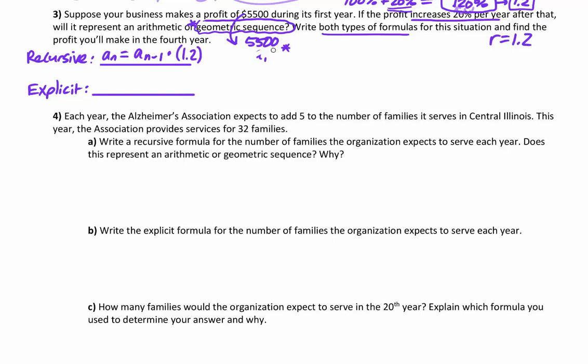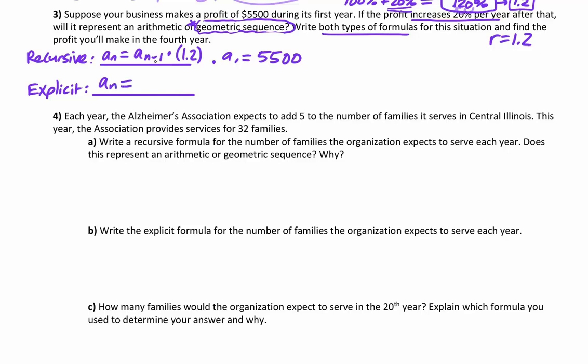So maybe I'll go ahead and erase this to give us a little bit of room. And I'll talk about A1 equaling $5,500. We have to know where we're anchored. That is very important. So the explicit formula, the one that's used more often for sure, starts off with a_n equals as well.